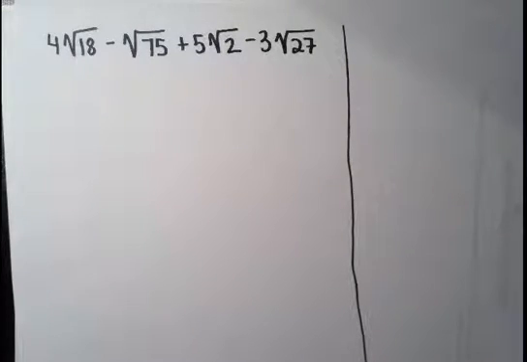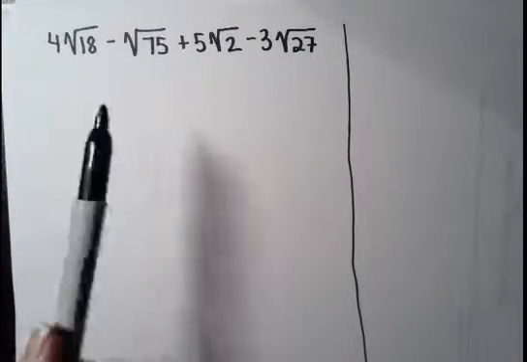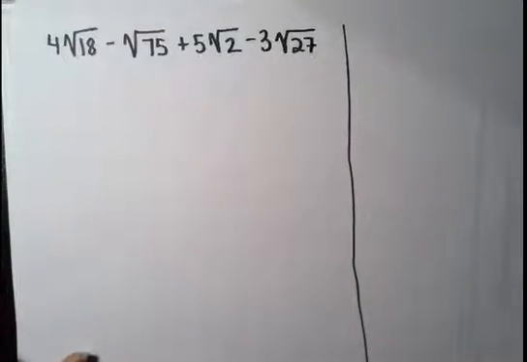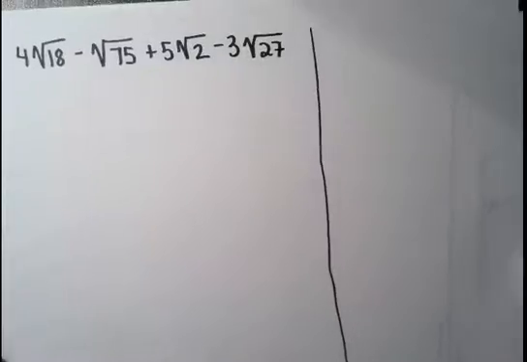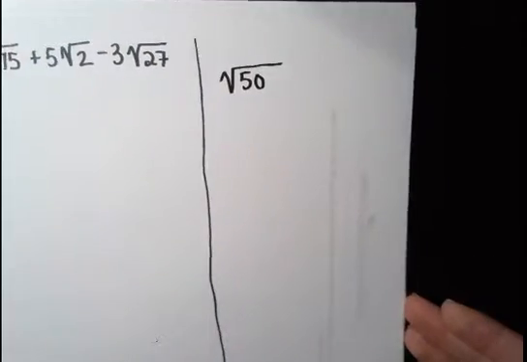Okay, in this video we're going to talk about simplifying radical expressions. So a radical expression is any expression which contains a square root like these. And before we start with something big like this, we should start with a simple radical, like take the square root of 50 for example.